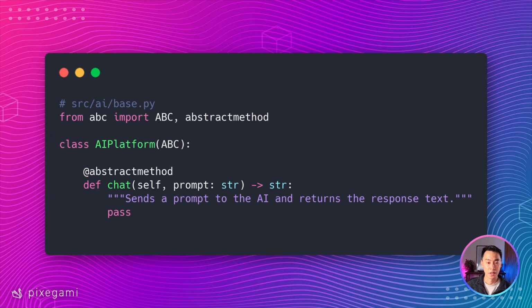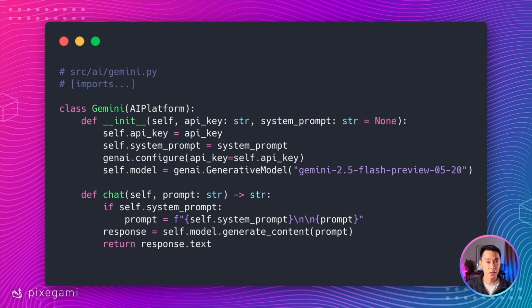This interface says that any class that implements this AI platform base class must have a chat method that takes a string as a prompt and returns a string as a response. Now let's take that interface and use it to implement a concrete class to act as our Gemini client. And here is what that looks like. The Gemini class takes the API key and an optional system prompt when it is created. The chat method then sends the prompt and prepends the system prompt if it exists to the Gemini API and returns the text response.